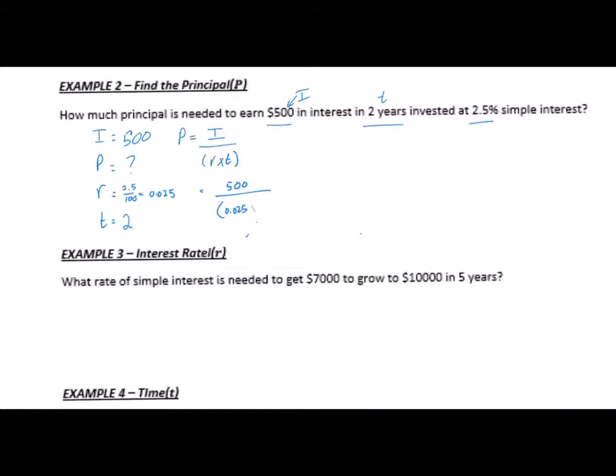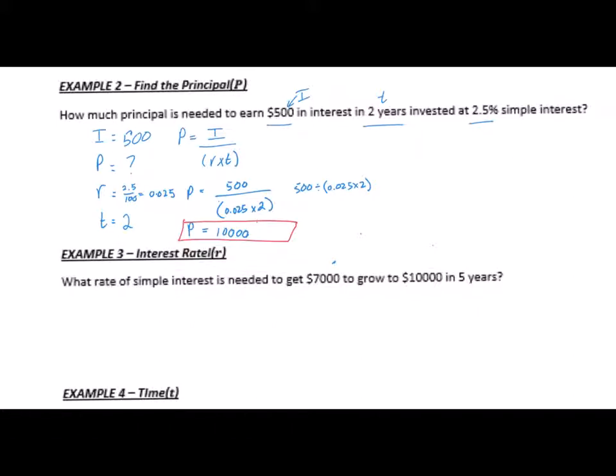We punch that into our equation, and we have 500 divided by, in brackets, 0.025 times 2. So if you're going to do this calculation, you're going to write on your calculator 500, divided by, and then use the parenthesis, 0.025, times 2, and then an ending bracket, and then you get your answer. In this case, we find out that our principal is $10,000.